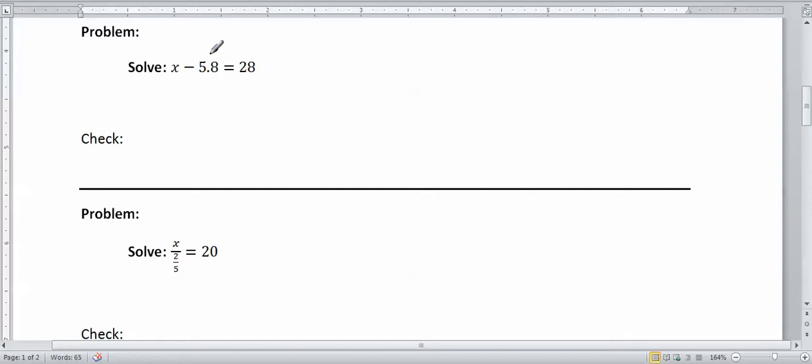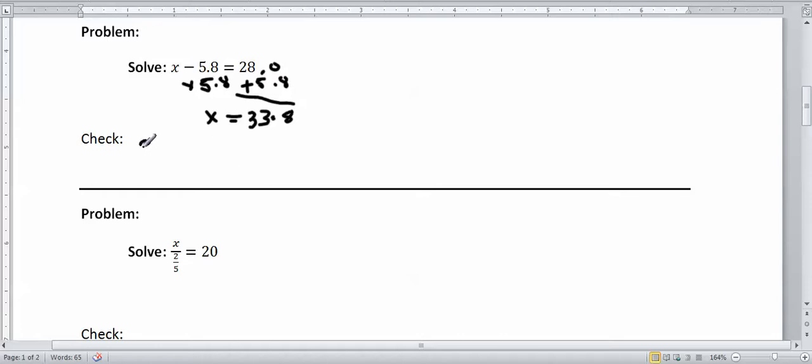5.8. So in order to get x by itself and give it a value, I have to do the opposite. So I'm going to add 5.8 to both sides. Okay, and 20 plus 5.8, well, I'm going to add the decimal place. This is technically 20.0. So I get 0 plus 8 is 8. Keep the decimal place, and I get 28 plus 5 is 33. Okay, so we get x equals 33.8.